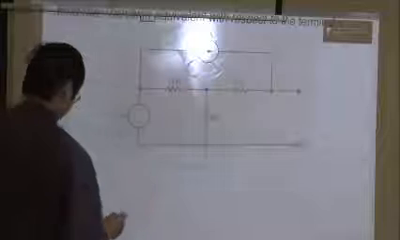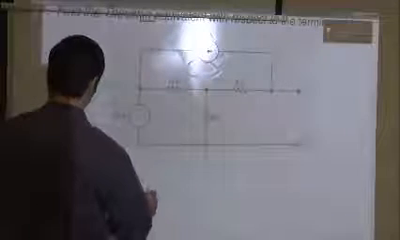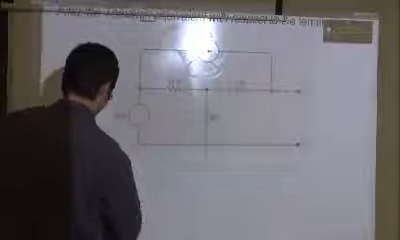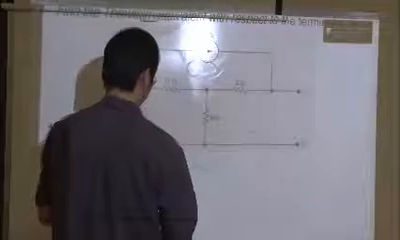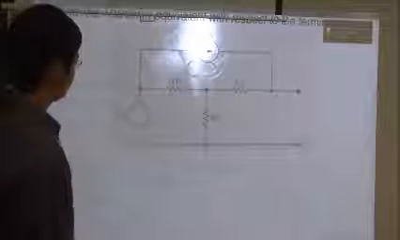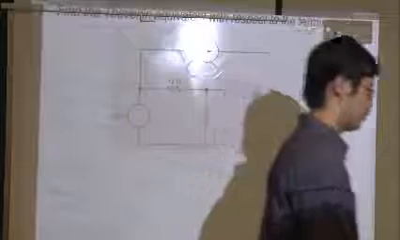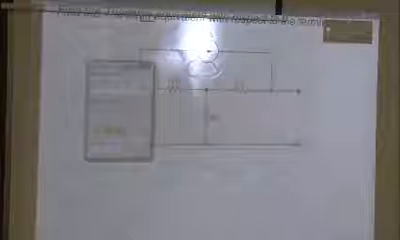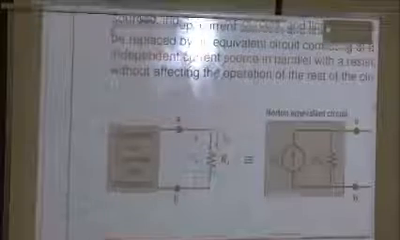So I2 will be 156 over 18. 156 over 18 is how much? Okay, 8.6. So I2 will be 8.6.